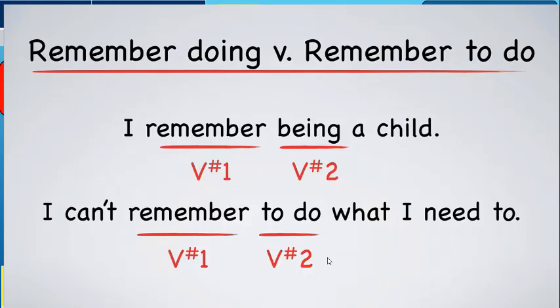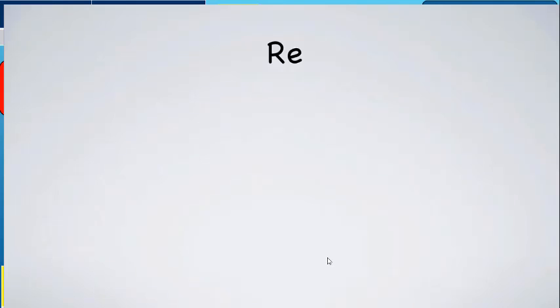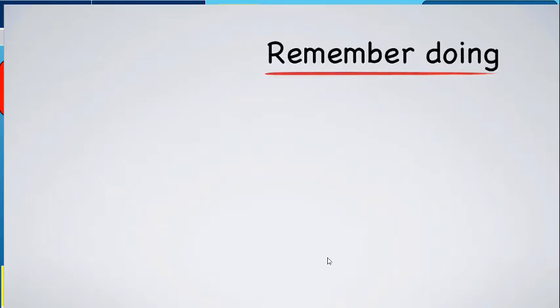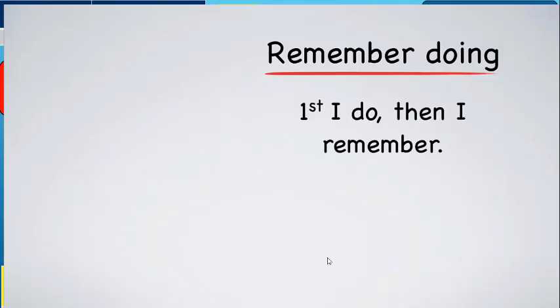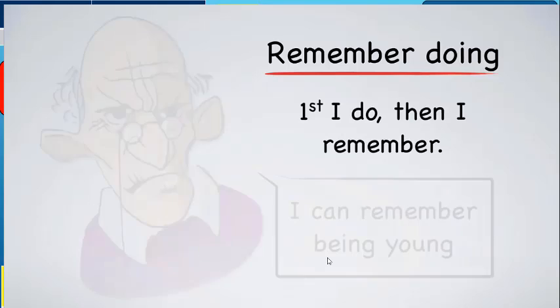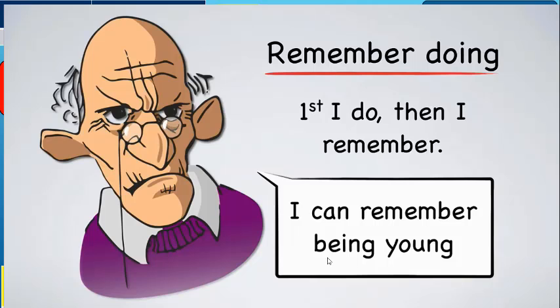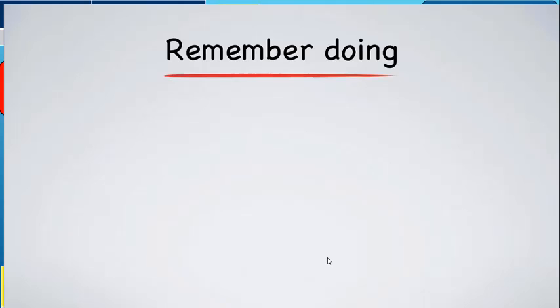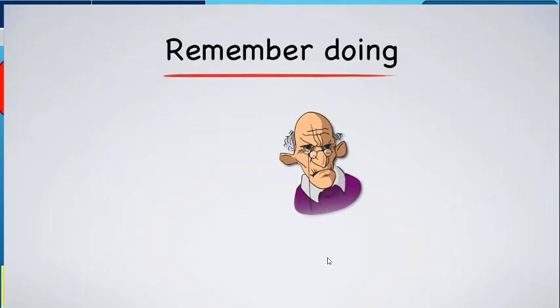First, let's look at remember doing. When remember is followed by a gerund, the action of doing happens first, and then you remember it. So you are experiencing a memory. Well, here's Gregory now. Gregory, would you be so kind as to tell us a few things you remember doing?